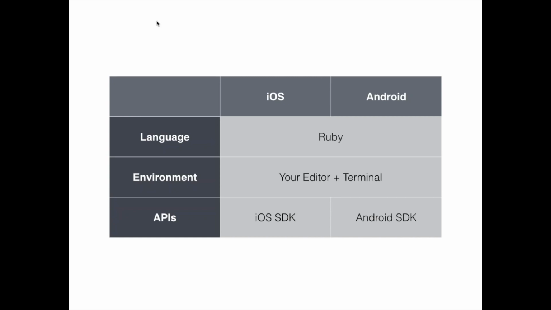And of course, from RubyMotion, you can use all the iOS APIs and all the Android APIs. So everything that you can do in Swift, Objective-C, or Java, all the APIs that you can use, you can also use them from RubyMotion. So that's our product.